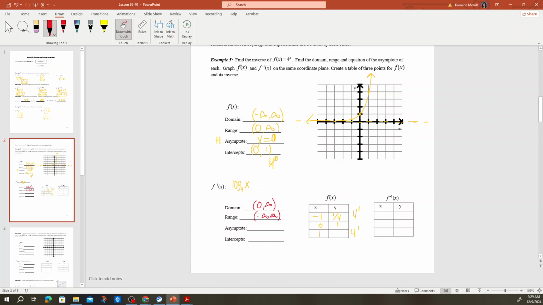This one had a horizontal asymptote at y equals 0, so what does this one have? A vertical asymptote. Instead of at y equals 0, it's at x equals 0, right? And then we had a y-intercept at (0, 1), so what do we have on this one? An x-intercept at (1, 0). So let's just go through some of these key characteristics.